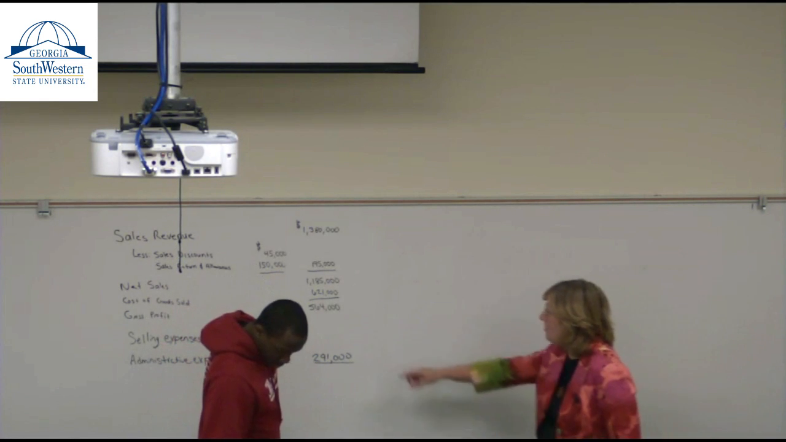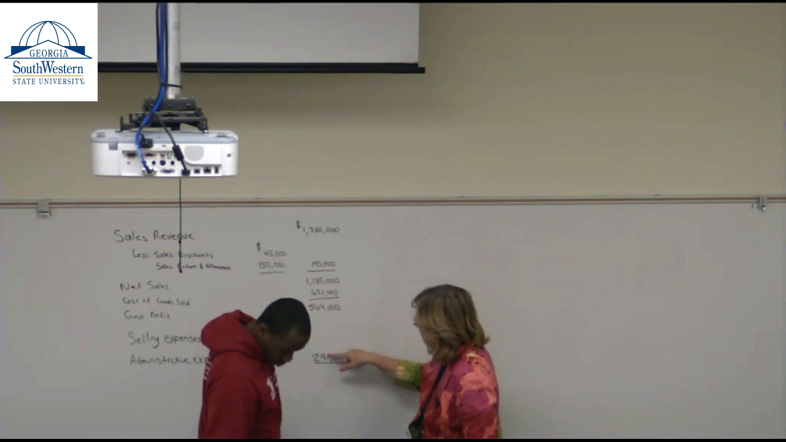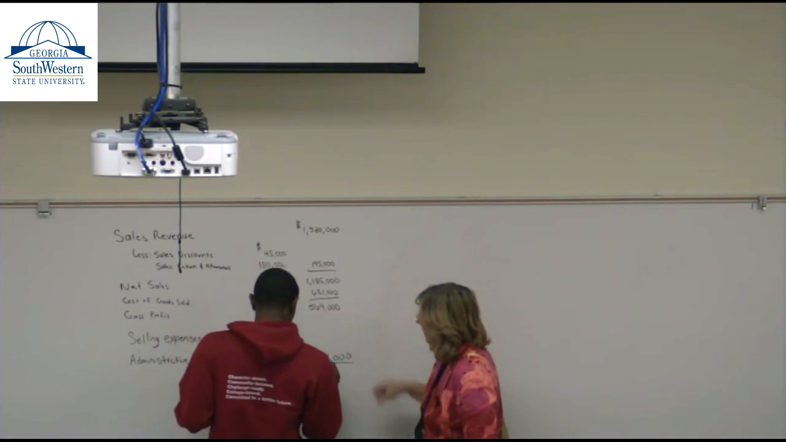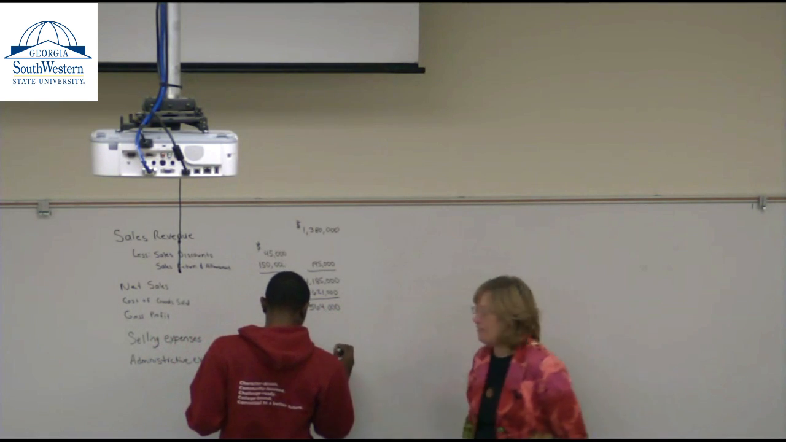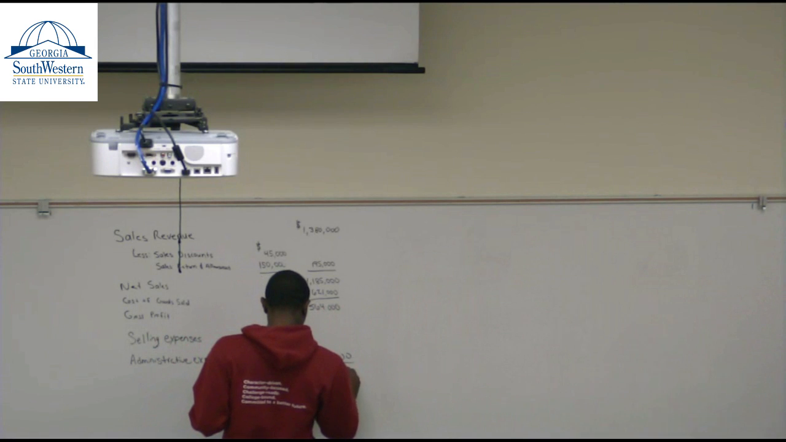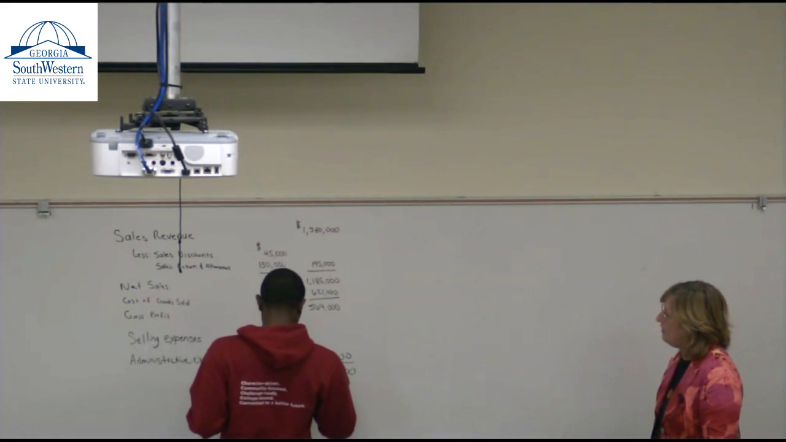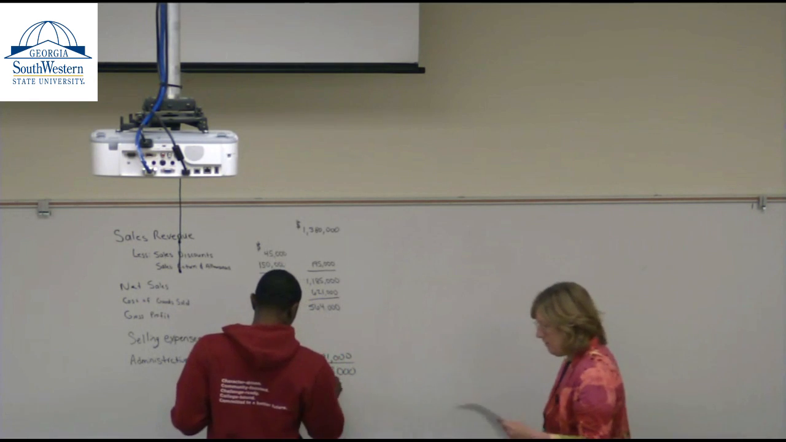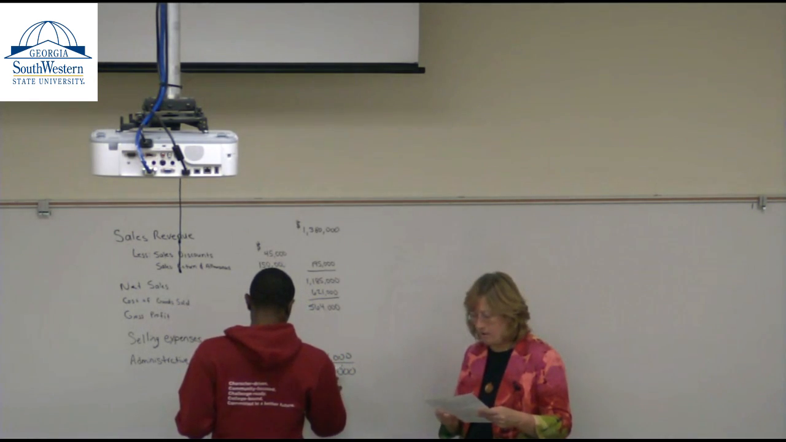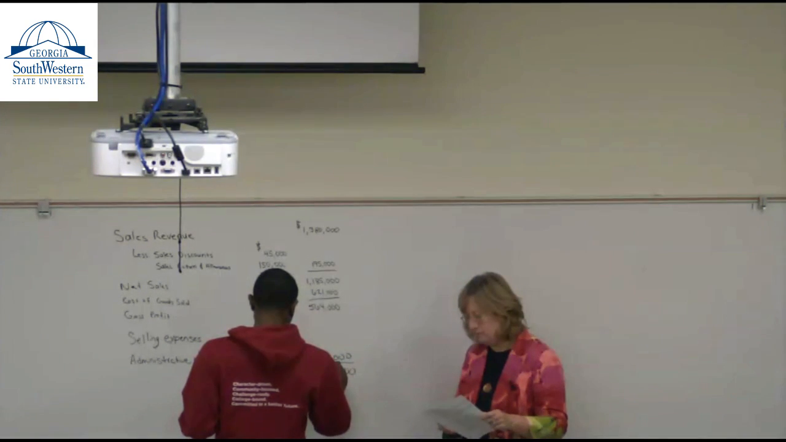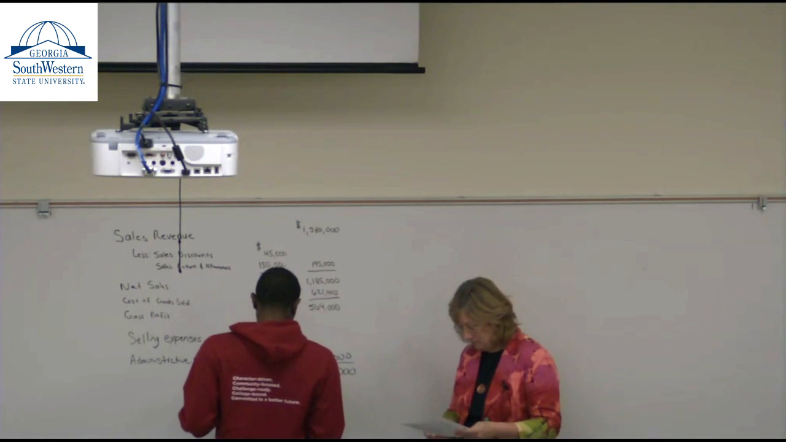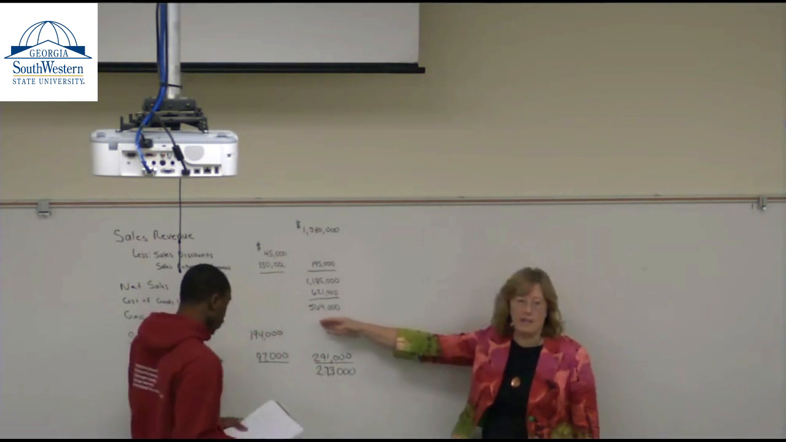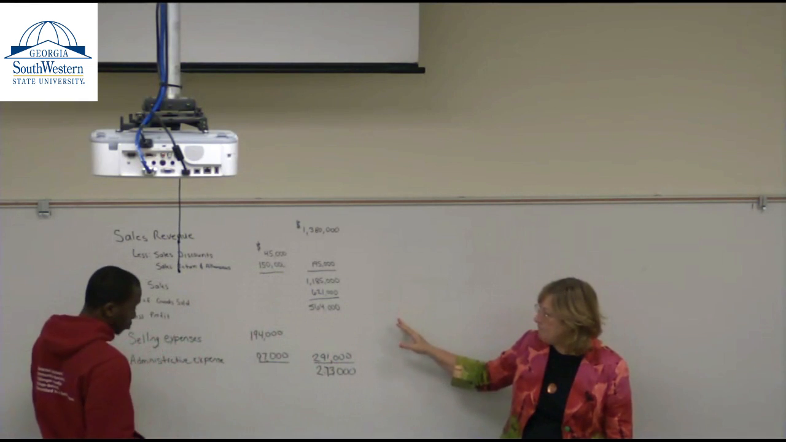$333? No, you don't need to do that. 4 minus 1 is 3, 6. Yeah, you got it. Or it's not 333, but you got that. Almost. 273. Okay. So y'all got the selling administrative expenses, right? That's not too bad.